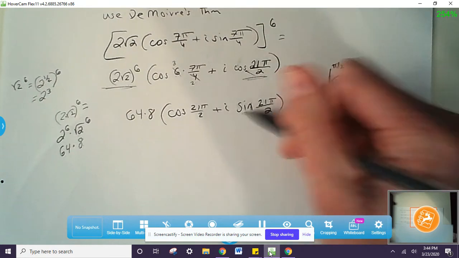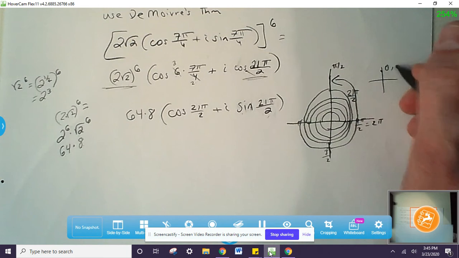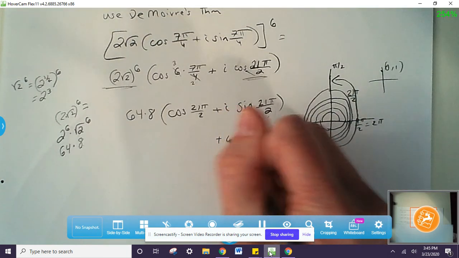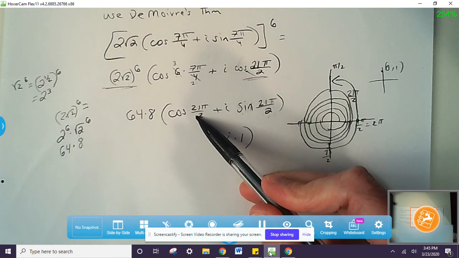So the sine of 21 pi over 2 is going to be the same as the sine of pi over 2, which is 1. And the cosine of 21 pi over 2 is going to be the same as the cosine of pi over 2, which is 0.